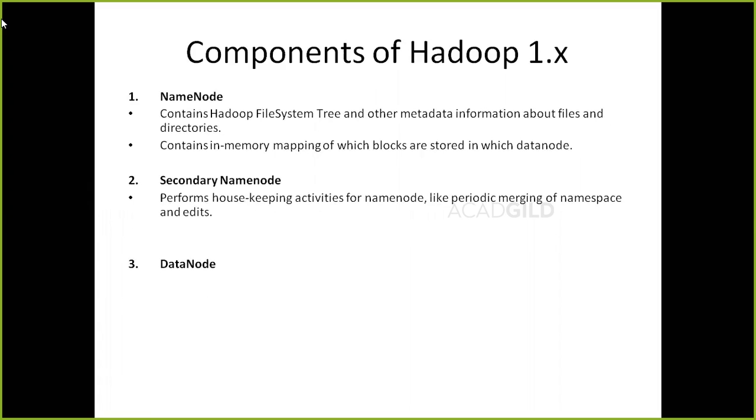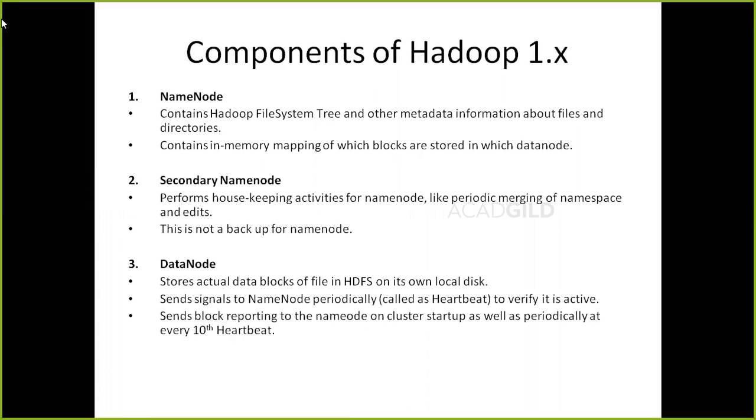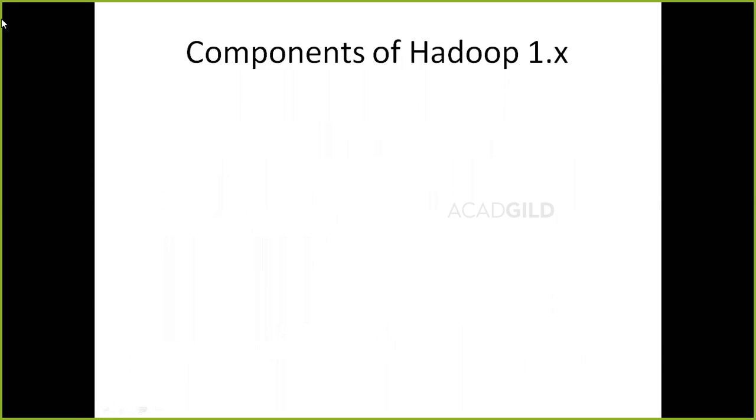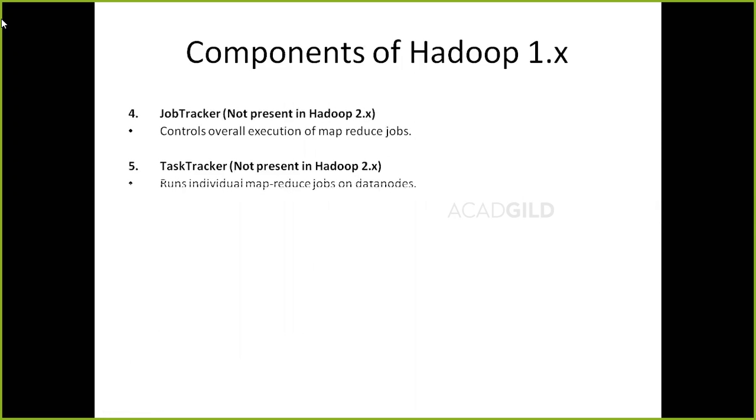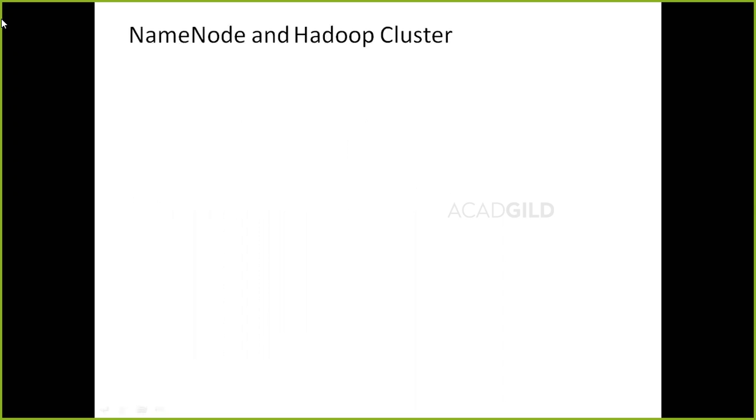And ultimately there is the name node. We have not talked about the secondary name node, that is not required here, but the data node is required. So the name node contains the details, the metadata of the Hadoop file system. It contains the mapping, like which block of which file is maintained by which data node. And the data node contains the actual block, and they send signals to the name node periodically to verify whether they are active or not. Job tracker and task tracker are also there. They are related to MapReduce. We are not going to talk about them now.